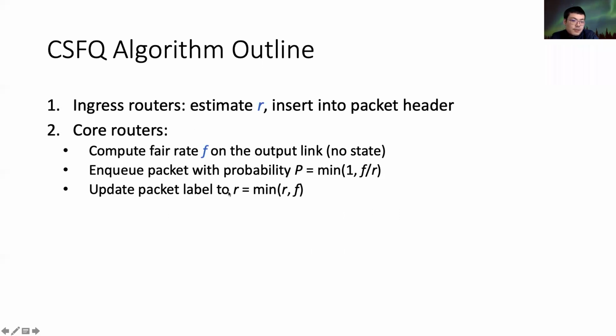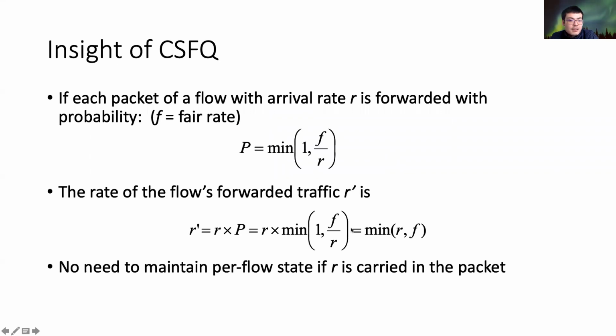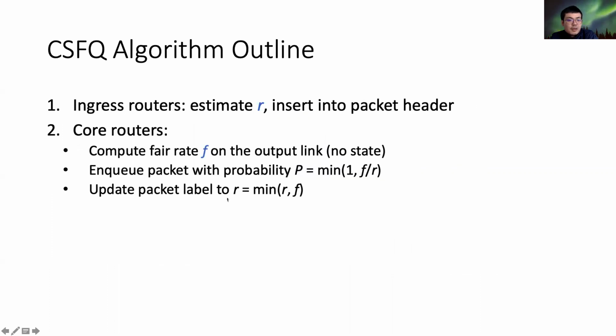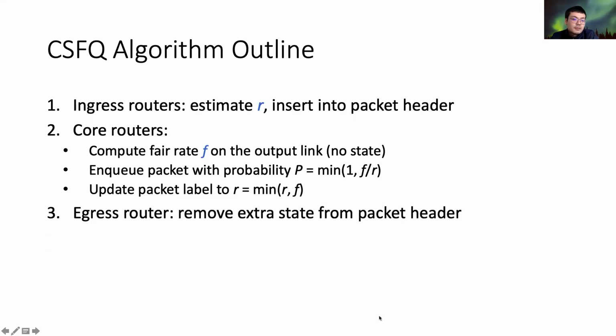And then you can compute the F, like what we saw before, 8 divided by 2, which is 4. And then you include the packet with this probability, where R is obtained from each packet. And you update the packet label, because when you send, you may cut off by F. R prime could be R, but it can also be F if R is larger than F. So if this changes, you need to update your packet's sending speed to the new speed, which could become slower.